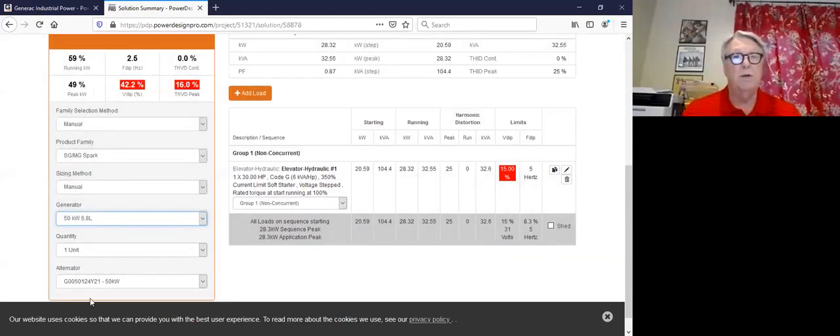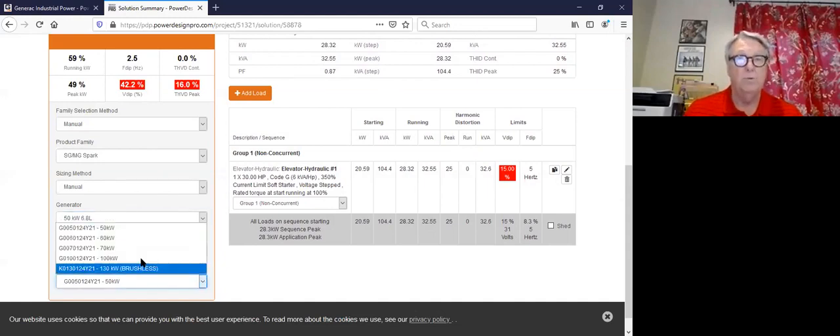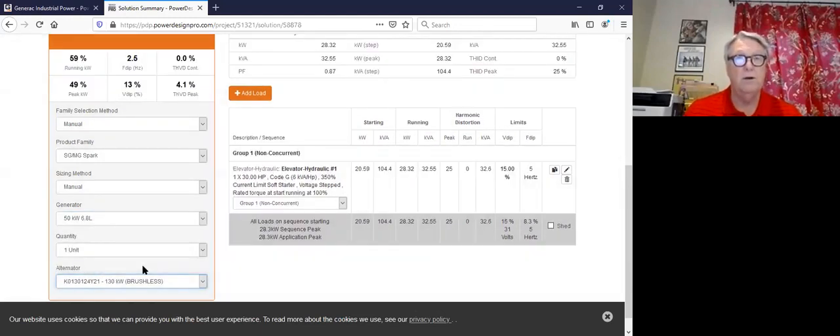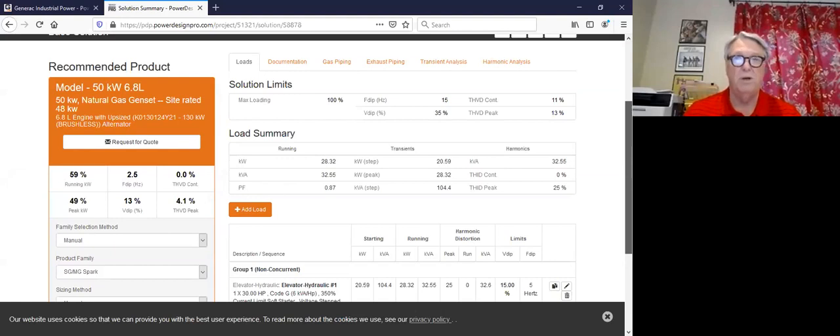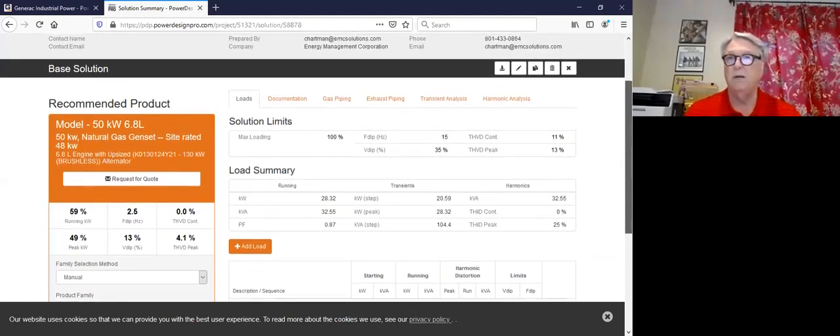So let me go back to my 50 kilowatt generator. But notice when it does that, it puts in a standard alternator, and I have a 42% voltage dip. So obviously I'm not doing well here. But if I go with my 130 kilowatt alternator, now I'm back to good shape. So a lot of times I'm going to want to play with that myself, and I can put in any generator I want and see what it does.